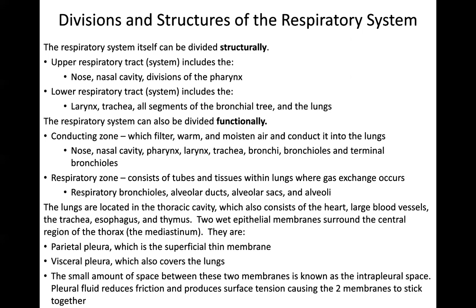Then the respiratory system or zone consists of tubes and tissues within the lungs where gas exchange actually occurs. So this is where oxygen actually enters the blood. CO2 is able to leave the blood to then be exhaled out. It includes respiratory bronchioles, alveolar ducts, alveolar sacs, but more importantly than any are these structures called alveoli. And we're going to learn more about them later on in the lecture.